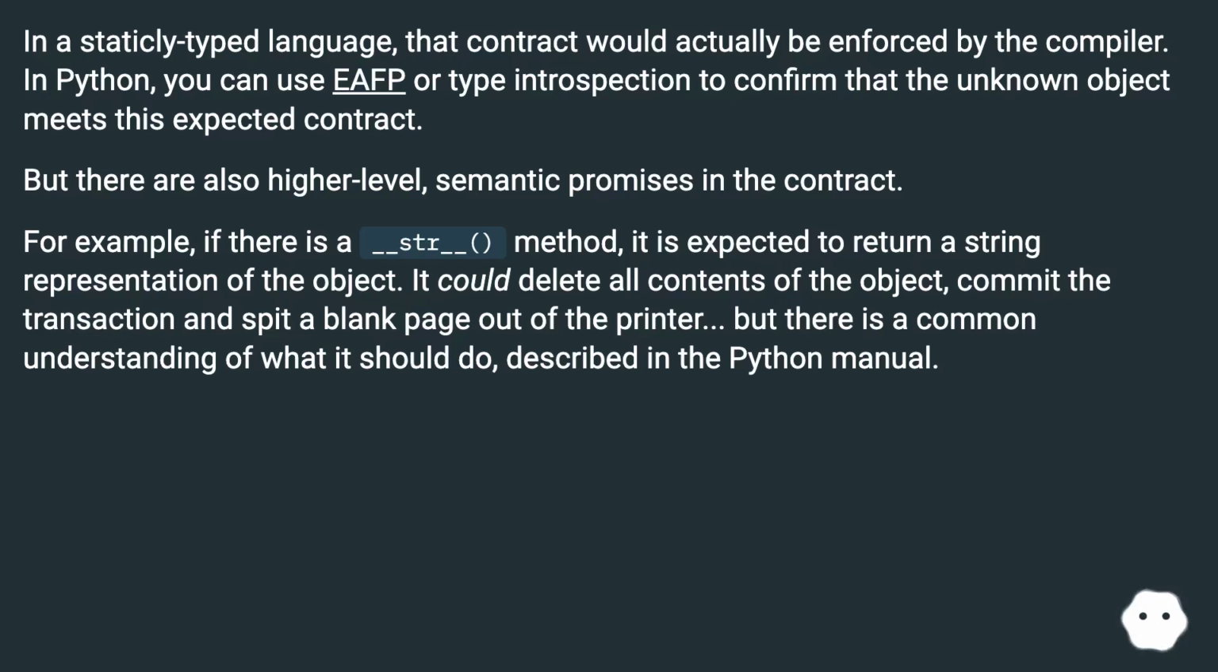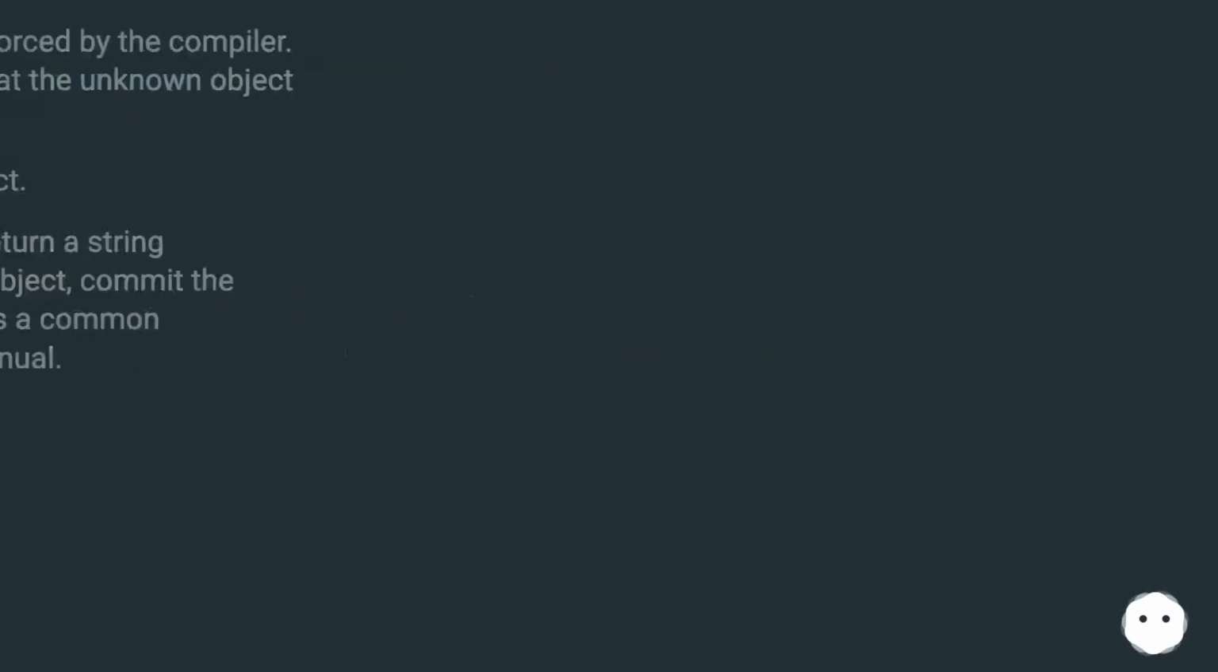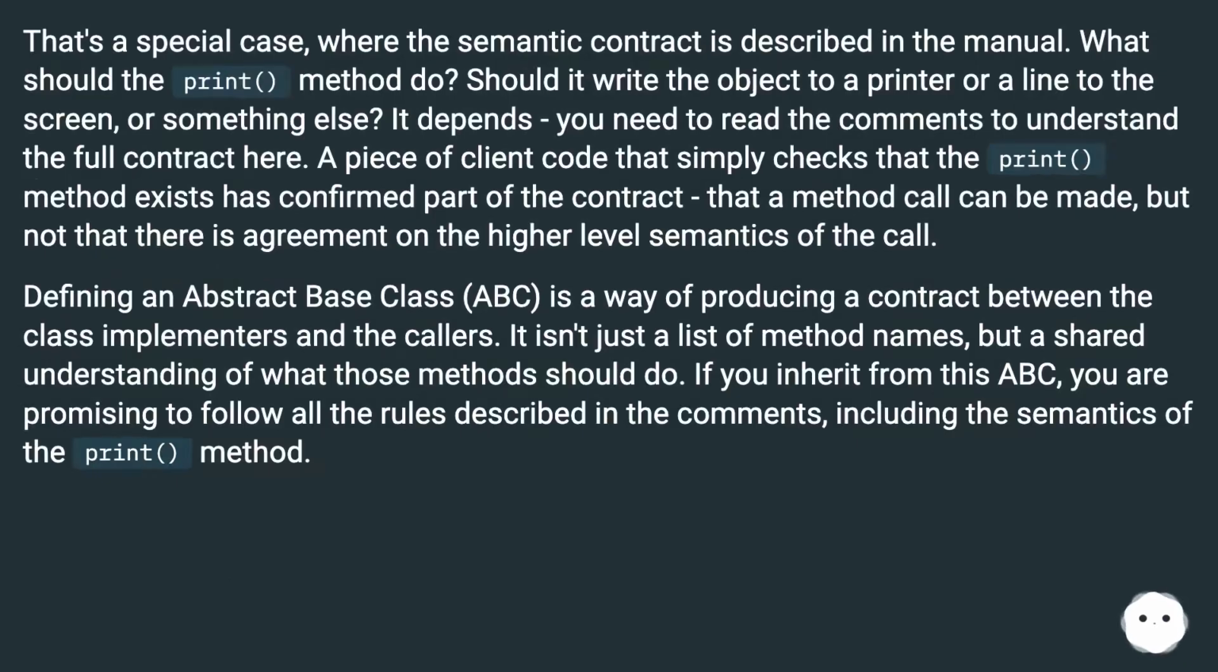But there are also higher level, semantic promises in the contract. For example, if there is a __str__ method, it is expected to return a string representation of the object. It could delete all contents of the object, commit the transaction and spit a blank page out of the printer, but there is a common understanding of what it should do, described in the Python manual. That's a special case, where the semantic contract is described in the manual.